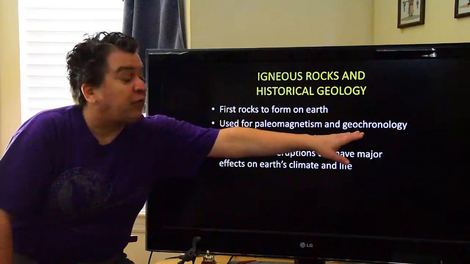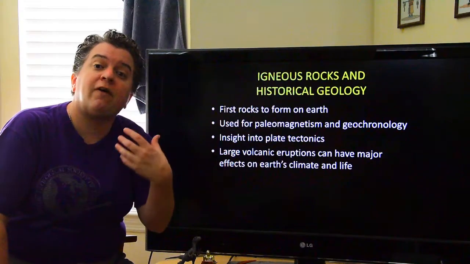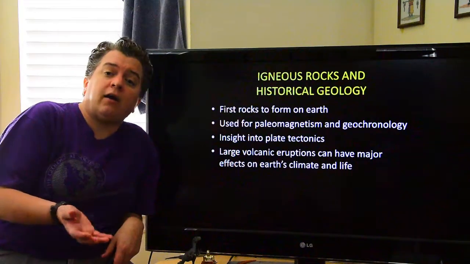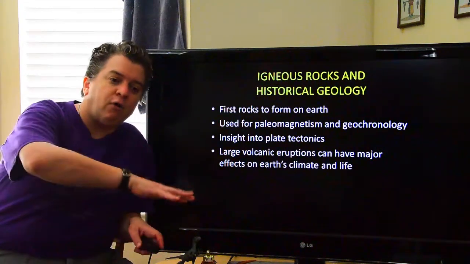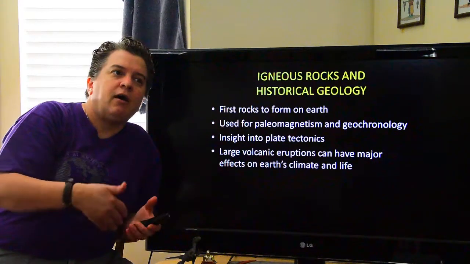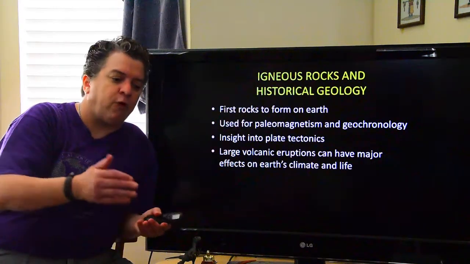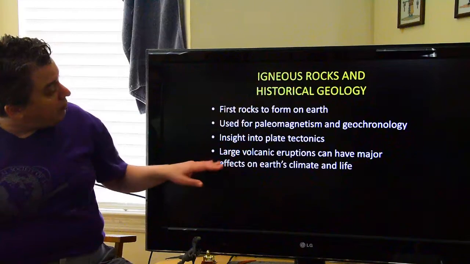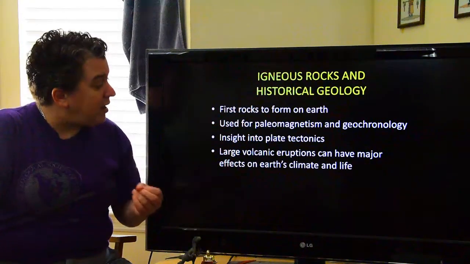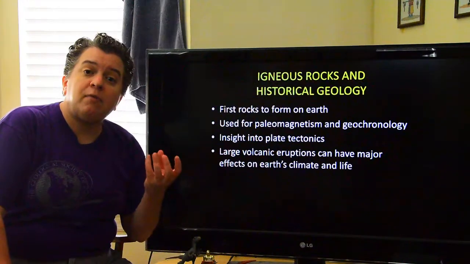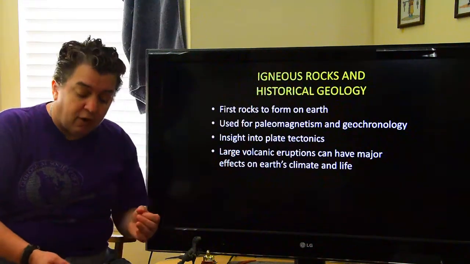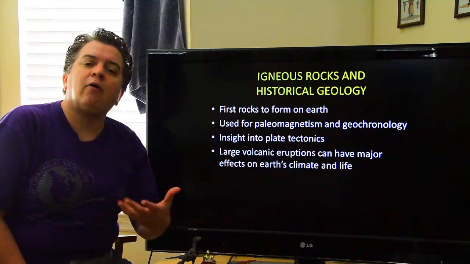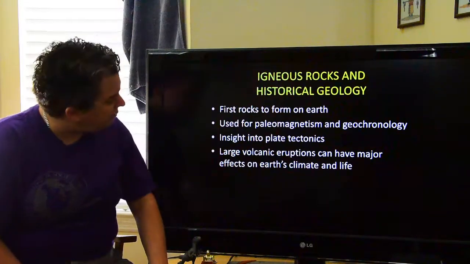They're also what we use for geochronology, which is when we figure out when different events happened. They can tell us a bit about plate tectonics, because different igneous rocks form in different plate tectonic environments. Some form in rifts, where others form at subduction zones. Large volcanic eruptions can have a major effect on Earth's climate system and life. So igneous rocks and where they're formed and when they're formed can really tell us a lot about how our Earth has developed over time.